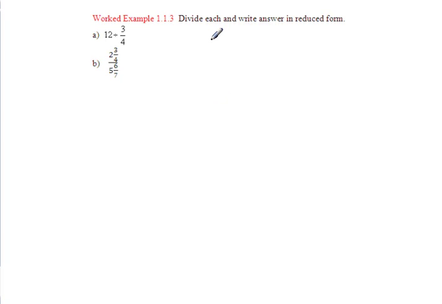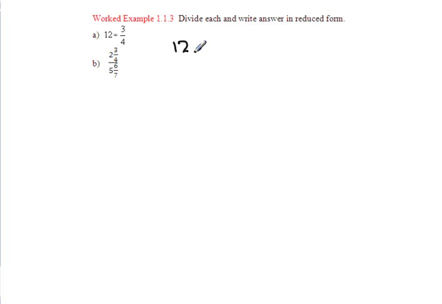Divide each and write each answer in reduced form. So for A, we have 12, and we have to divide it by 3/4. Now the deal with division is we have to change it into multiplication, that we already know how to do, straight across the top and bottom.